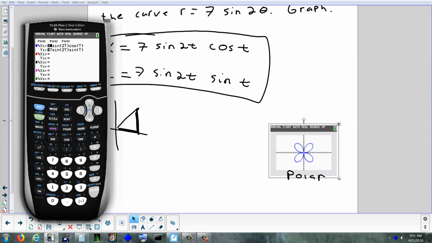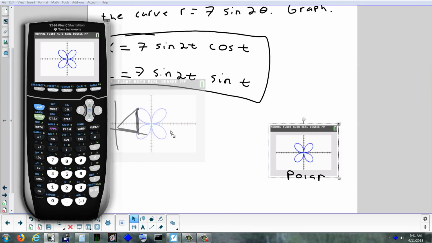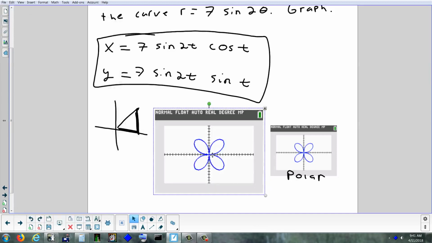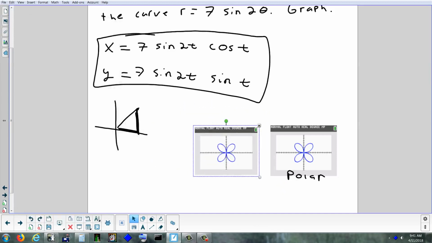So if you're dealing with an angle, you want to go from 0 to a full cycle, so 0 to 360. You definitely don't want to go by 0.1s. You're going to watch this graph for about 10 minutes if you do that. Let's go by 5s. It's not that we made a mistake, we just didn't have the window set right. That's why it didn't look the same at first. Okay, so there's your parametric.